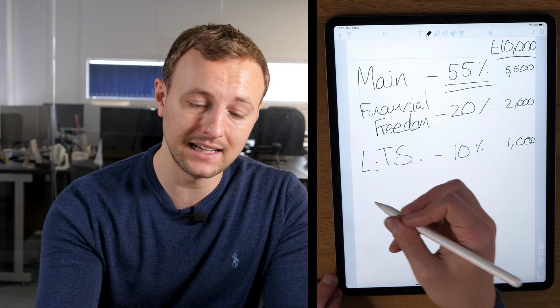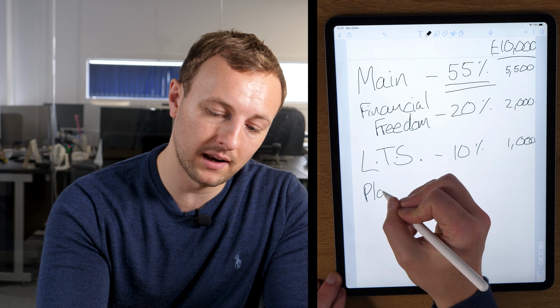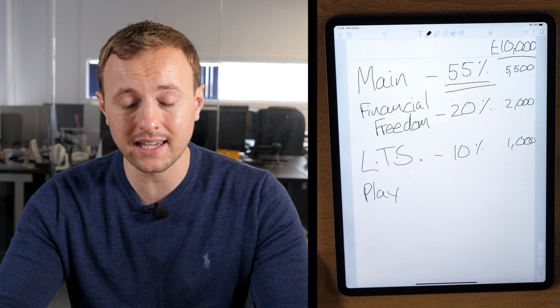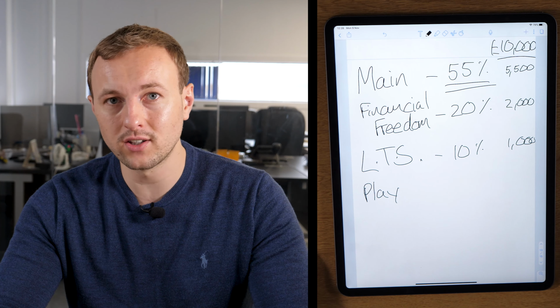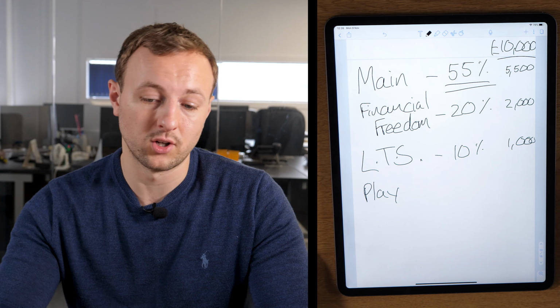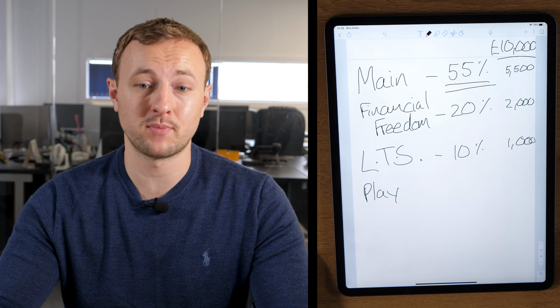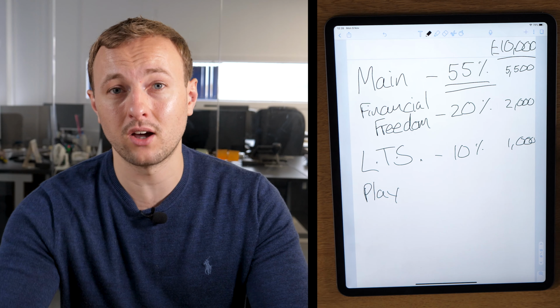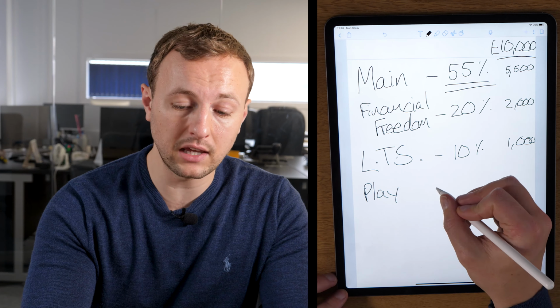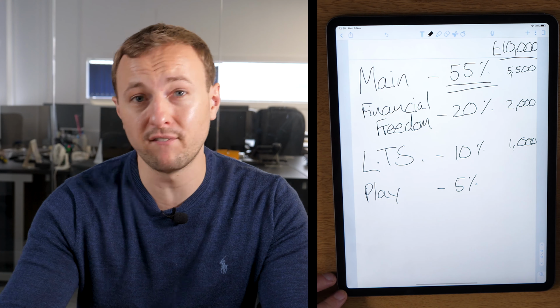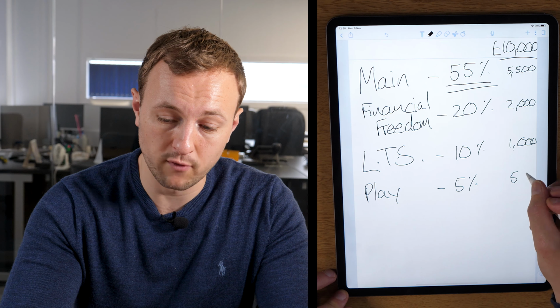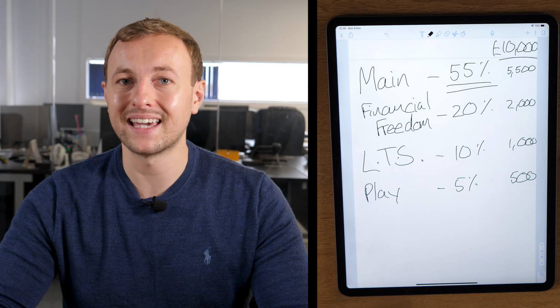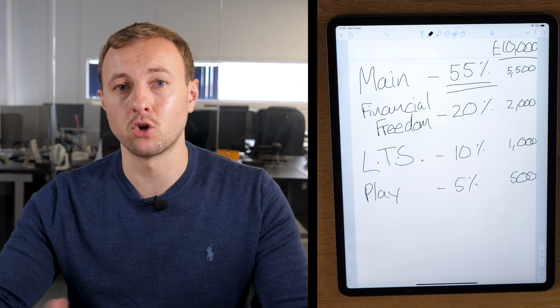So the next thing linked to long-term savings is your play account. Again, we're looking at different figures here. But so far we've taken up 85%. You might cut the financial freedom down, you might cut your main down. This is down to you. But play for me is going to represent about 5%, so £500 a month. Again, these will fluctuate as you're making more money.